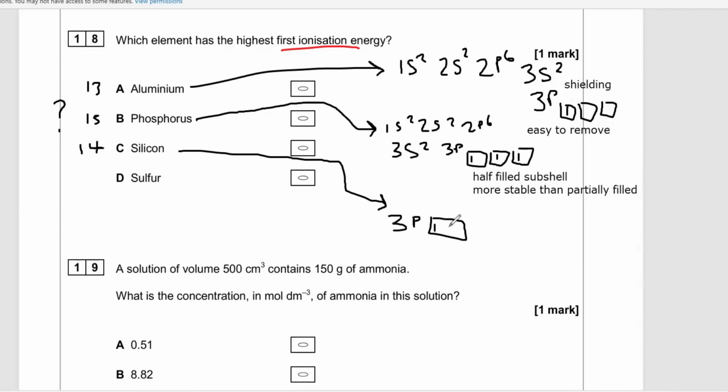So if we bust out just the 3p for it, we can tell it's just going to have 2. So that's called a partially filled subshell. So along with the aluminium, that's struggling to keep hold of its shielded electrons from the nucleus, and they're unstable.